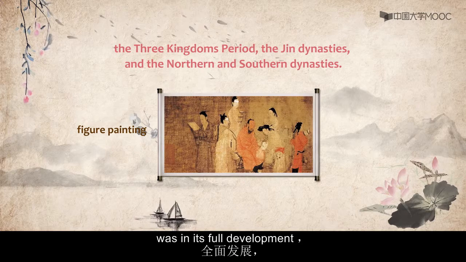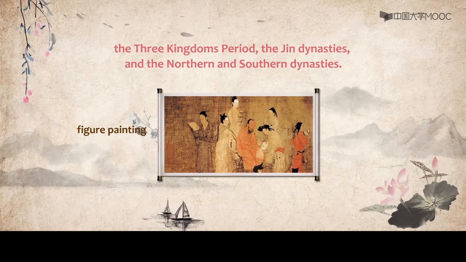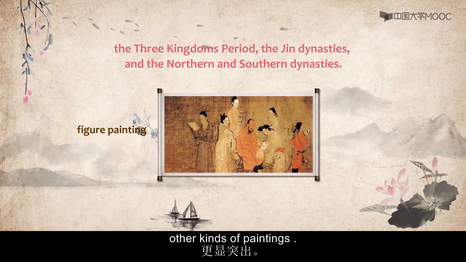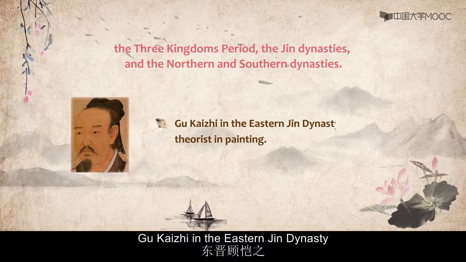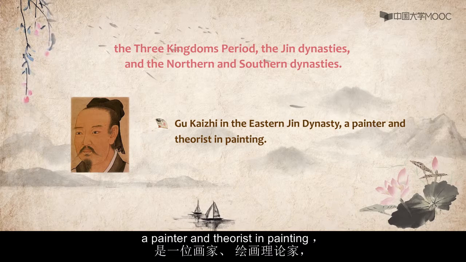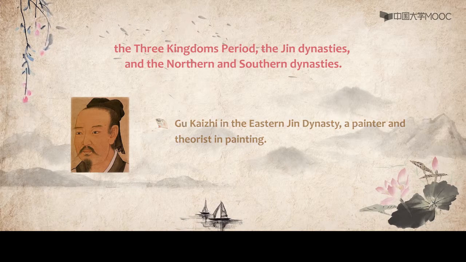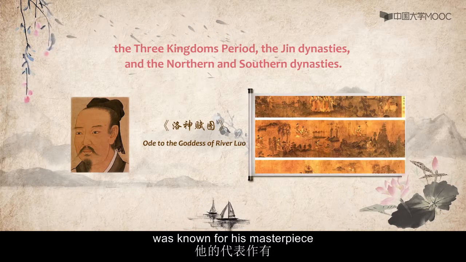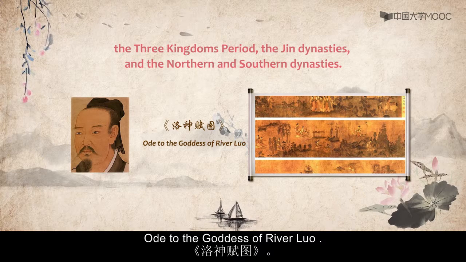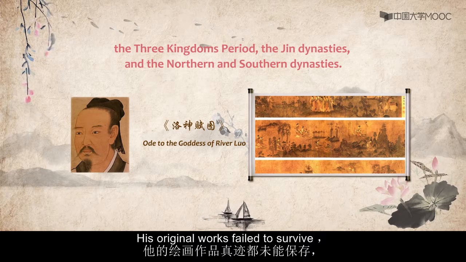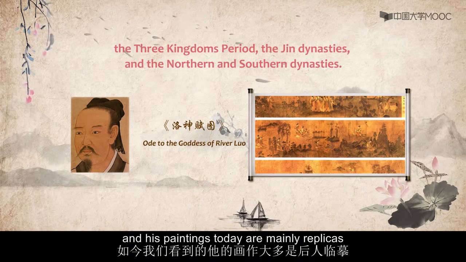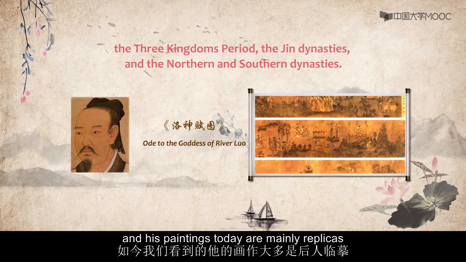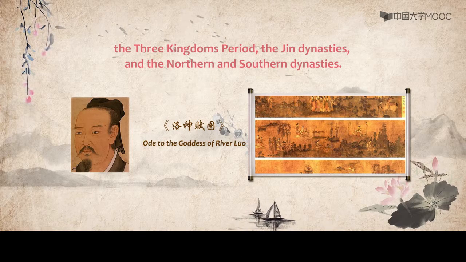Figure painting was in its full development, and it was more prominent than the other kinds of paintings. Gu Kaizhi, in the Eastern Jin dynasty, a painter and a theorist in painting, was known for his masterpiece, Ode to the Goddess of River Luo. His original works failed to survive, and his paintings today are mainly replicas of the original paintings made in the Tang or Song dynasty.